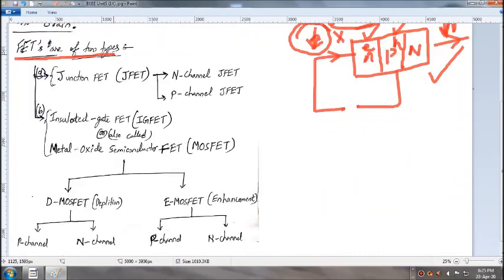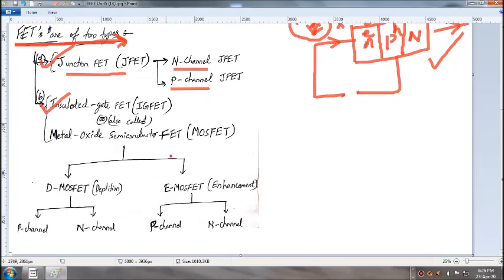Field effect transistors, FETs, are classified into two types. The first one is JFET and the second one is IGFET, also called a MOSFET. JFET is again classified into N-channel JFET and P-channel JFET. MOSFETs are again classified into DMOS or EMOS. Each of them is again classified into P-channel and N-channel. D stands for depletion, E stands for enhancement.